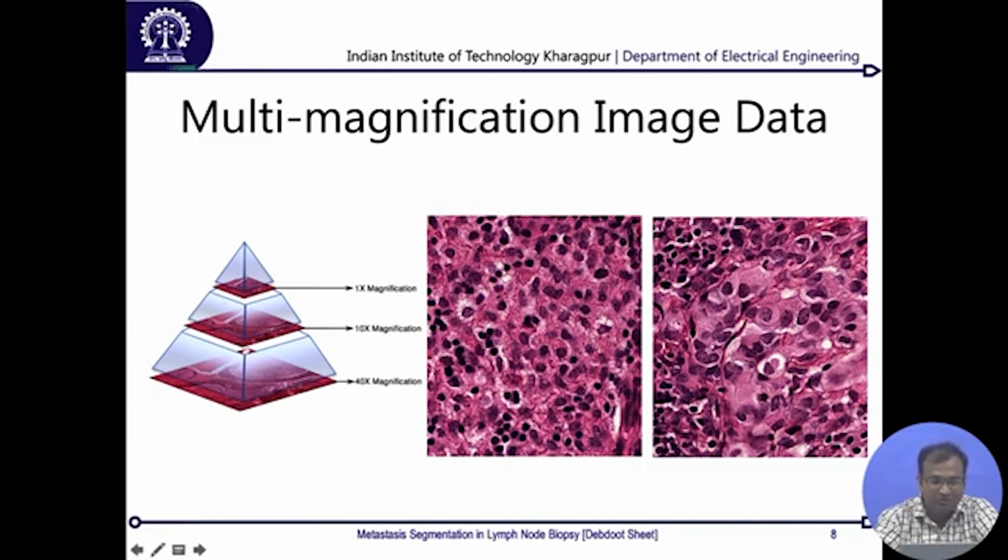Now if you look carefully here, I have it at 2 different magnifications. At a much lower magnification you would be seeing a whole jumble of cells and nuclei, and just one level up of magnification it becomes much clearer. And this is the interesting way in which the whole data is available.